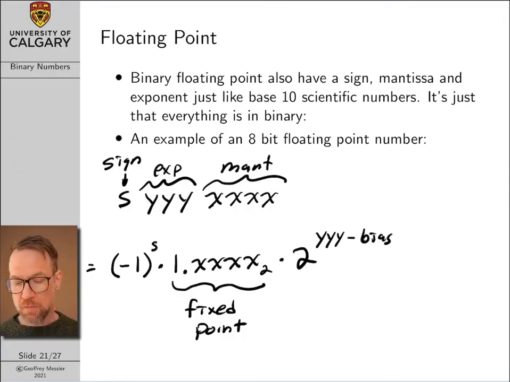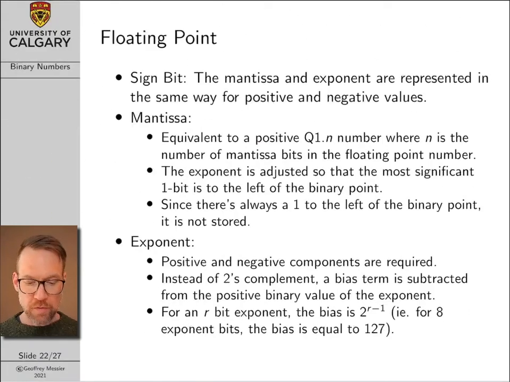So floating point numbers basically have the same format as scientific notation. We've got a sign, we've got a mantissa represented in fixed point binary format, and we have an exponent, but rather than multiply by 10, we multiply by 2 raised to the exponent because we're working in binary.